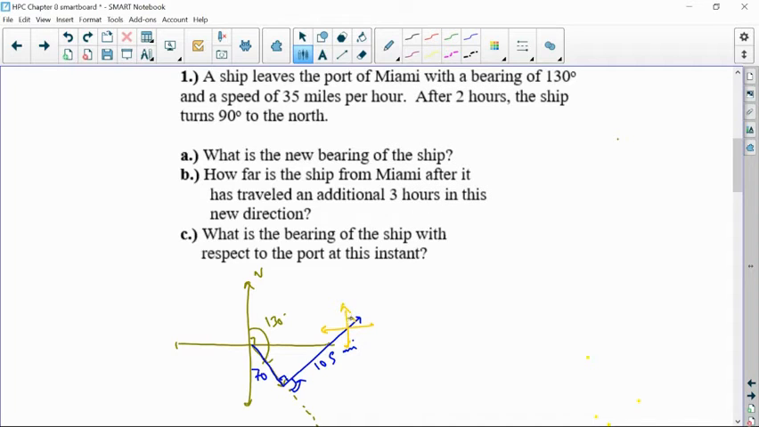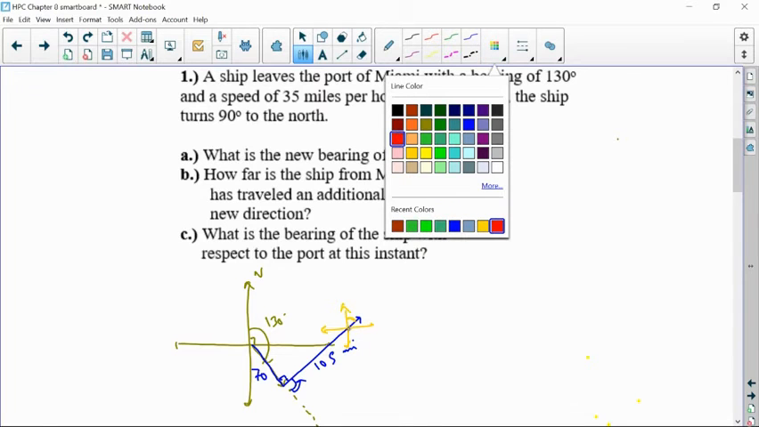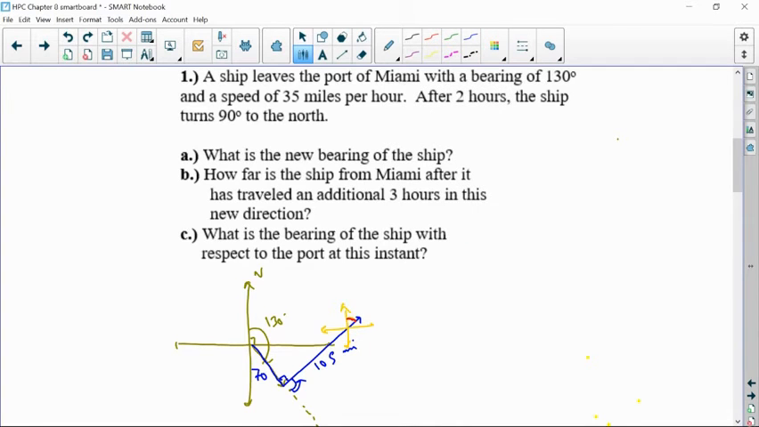This angle right there. Thought I had red. Try again. Try one more time. This angle right there. Okay. So I'm looking for that angle right there. That would be its bearing because I'm comparing it to due north.